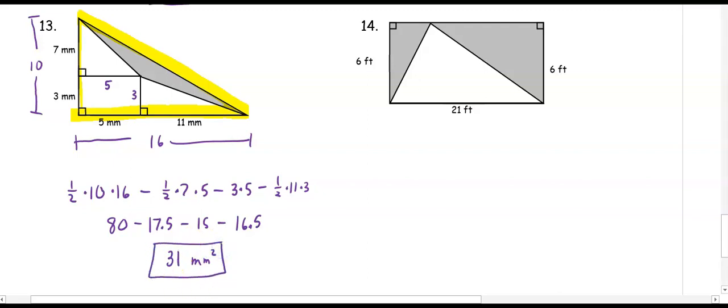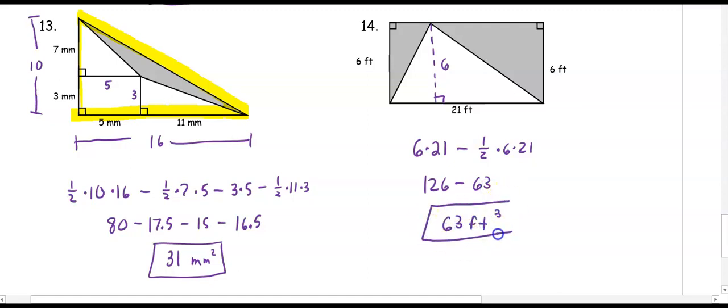In 14, we have a rectangle and we have a triangle. Now, in this case, if I draw the height of my triangle in, it's the height of the rectangle. So our height is 6. So we can find the area of the rectangle, 6 times 21, minus the area of the triangle, which is 1/2 times 6 times 21. So that gets us 126 minus 63. So the area of the shaded region is 63 feet squared.